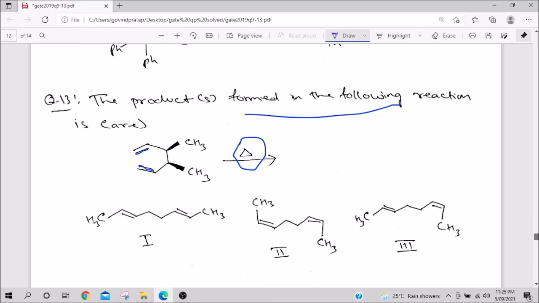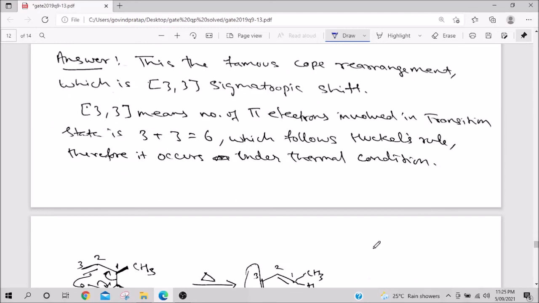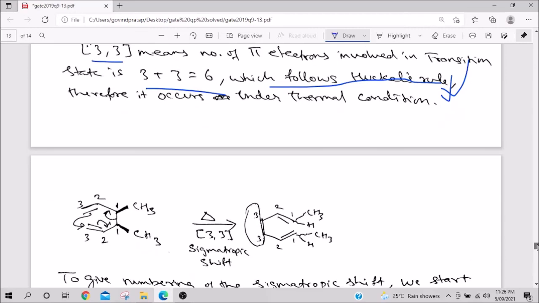numbering, you have to remember. Okay. Now 3 is important, you have to just count 3 means 3 plus 3, total 6 pi electrons involved in the transition state. So, if 6 pi electrons are involved in the transition state, it is following Huckel's rule. So, it is going through an aromatic transition state. So, it is thermally allowed, symmetry allowed, okay. Otherwise, it is not symmetry allowed if it is not following Huckel's rule. So, generally then it is photochemically favored.